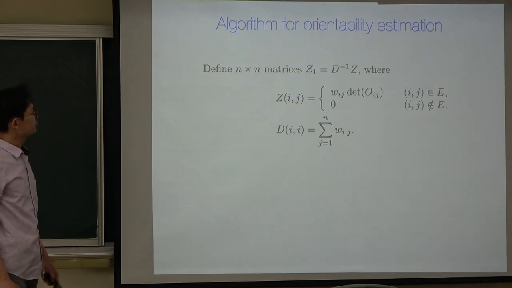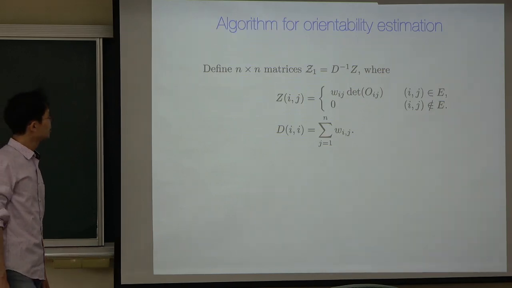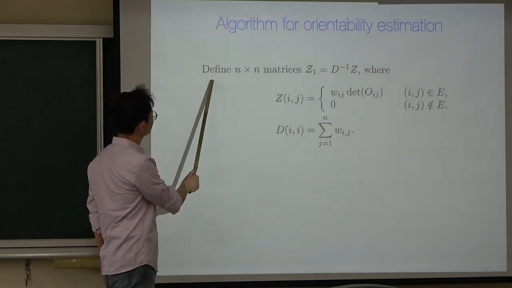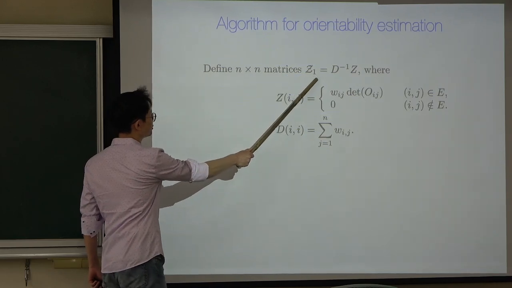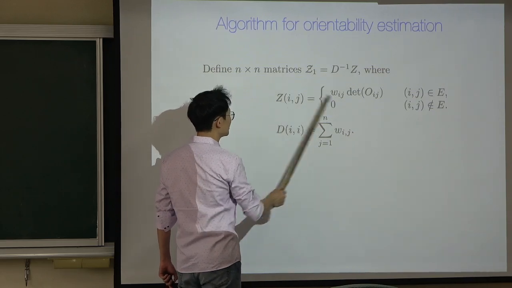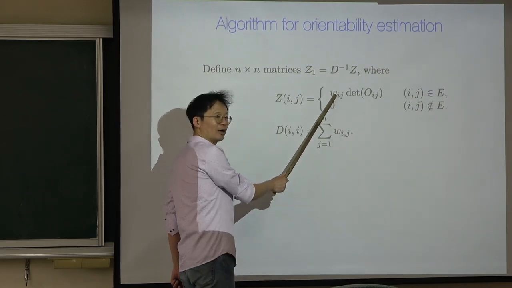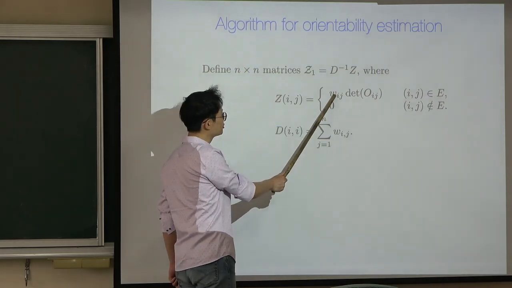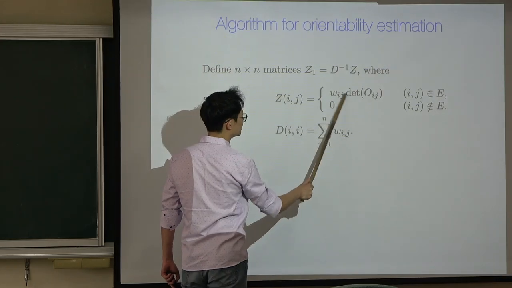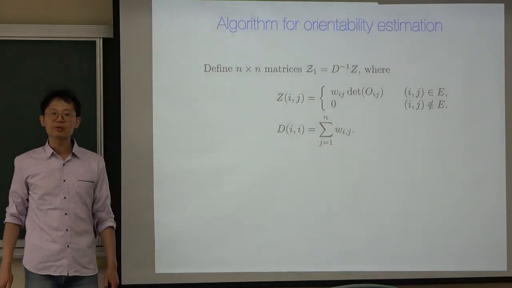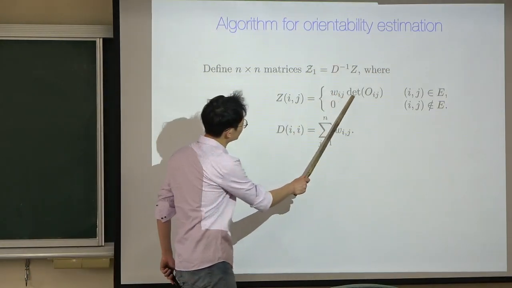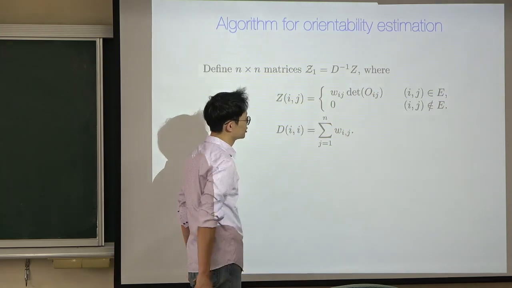So the algorithm to detect orientability is the following, which is kind of simple. What you do is you now construct an n by n matrix, which is called Z, which is D inverse Z. And this Z matrix is actually W_ij. W_ij is the same affinity from diffusion map. Now the only difference is you have the determinant of O_ij. And because O_ij is what? It is an orthogonal group. So the determinant of O_ij will be plus or minus 1.